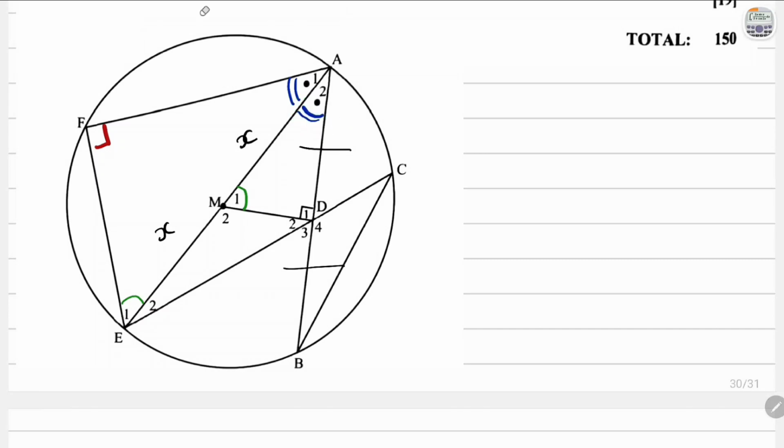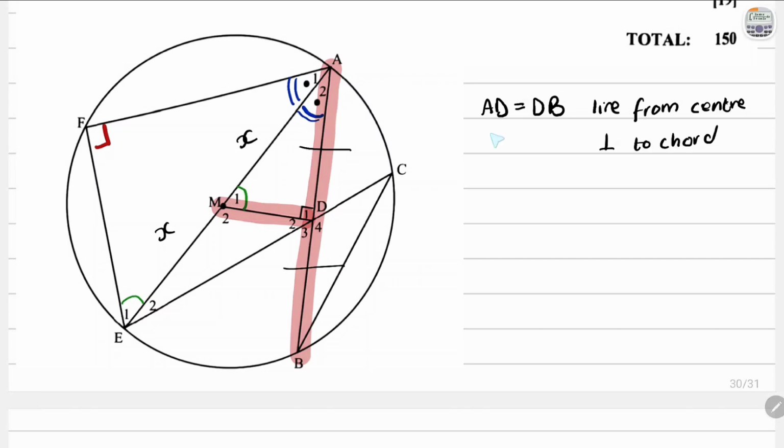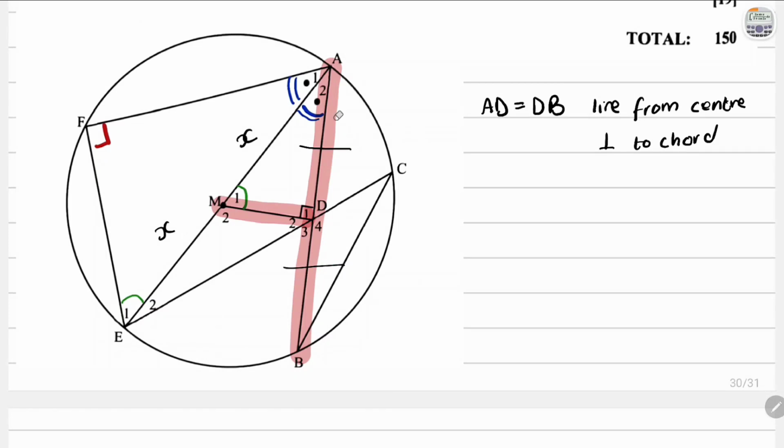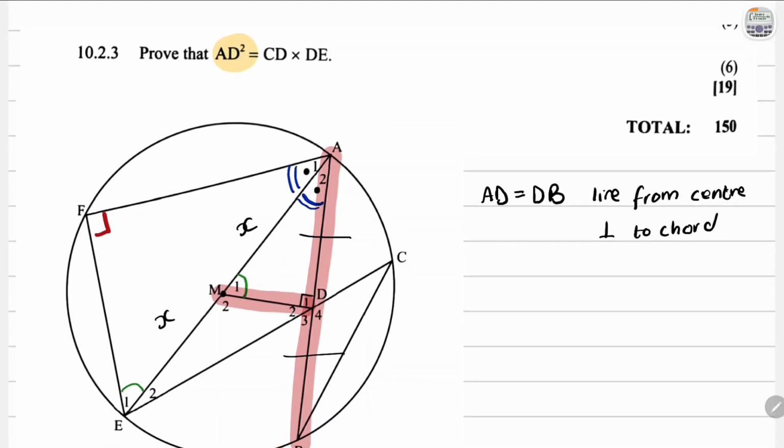Okay, so let's start off this story by showing them that MD, the line from the center to this chord, is bisecting that chord. So I'm going to tell them that AD, first of all, is equal to DB. And that's because we have a line from the center, perpendicular to the chord, that bisects the chord. Line from center perpendicular to the chord. Because those two are equal, you can call DB AD. That's probably where they got the AD squared.